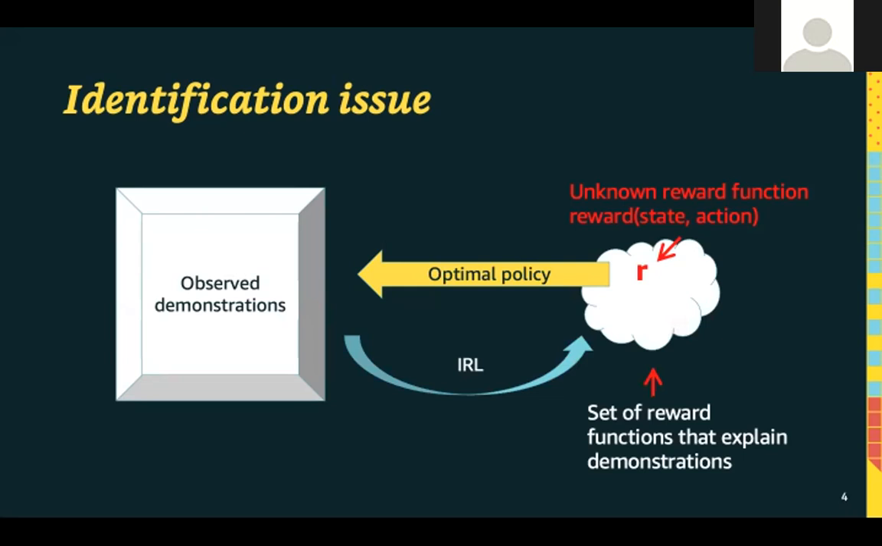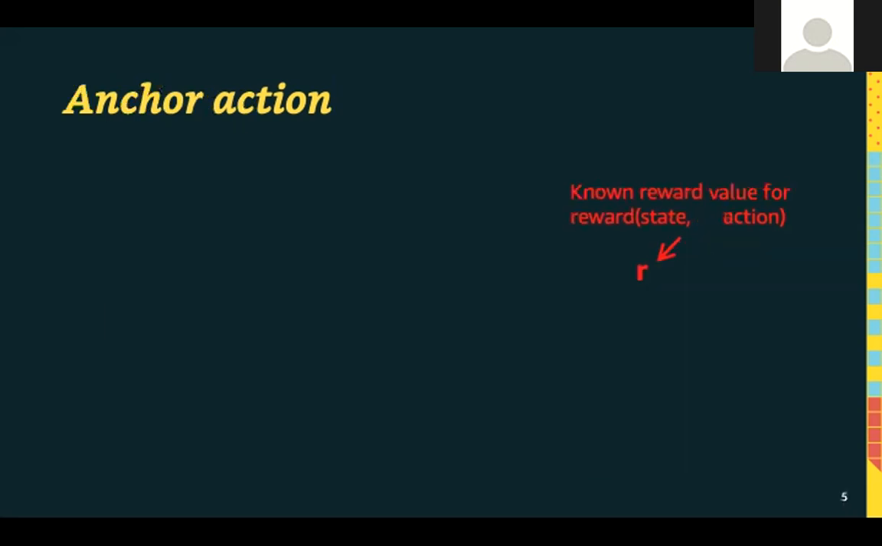A major issue is that different reward functions could explain the observed demonstrations equally well, making it impossible to identify the true underlying reward function. You end up identifying a set of reward functions that are equally plausible. This is called the identification issue. And this is a pretty limiting and important issue in our case. So how do we solve it?